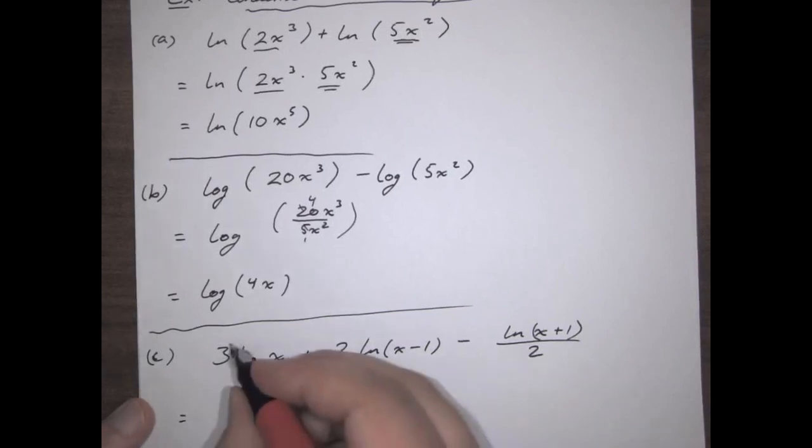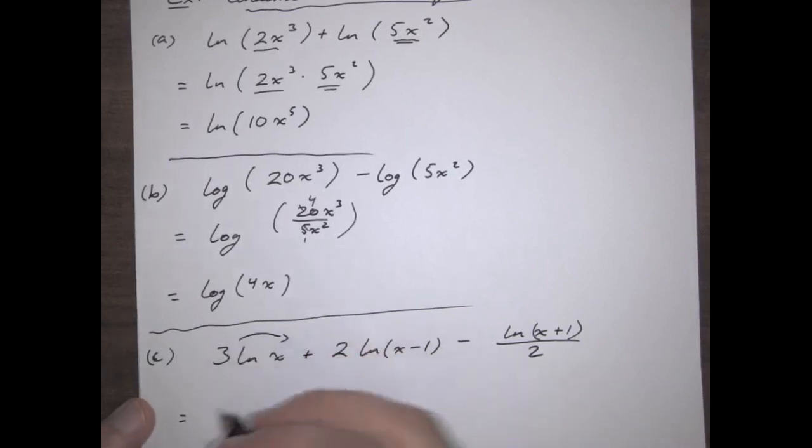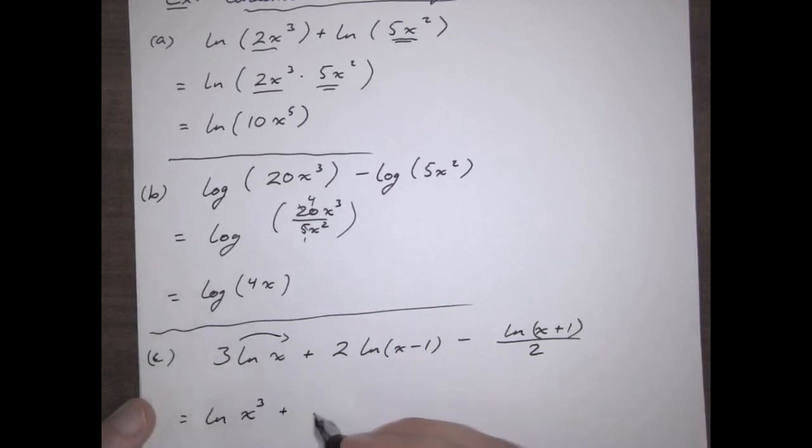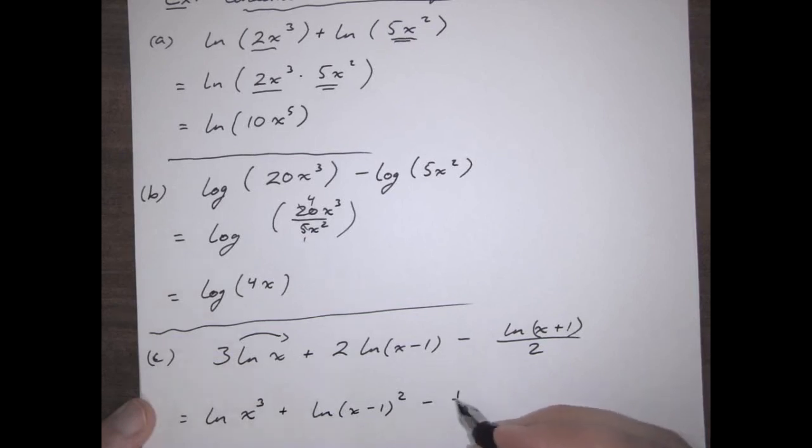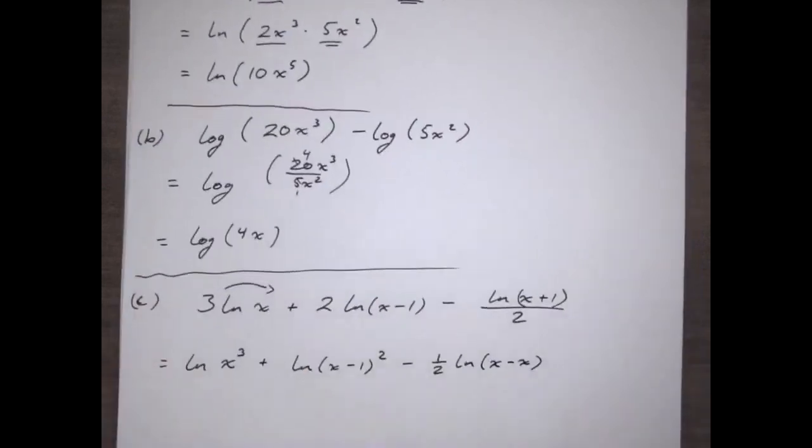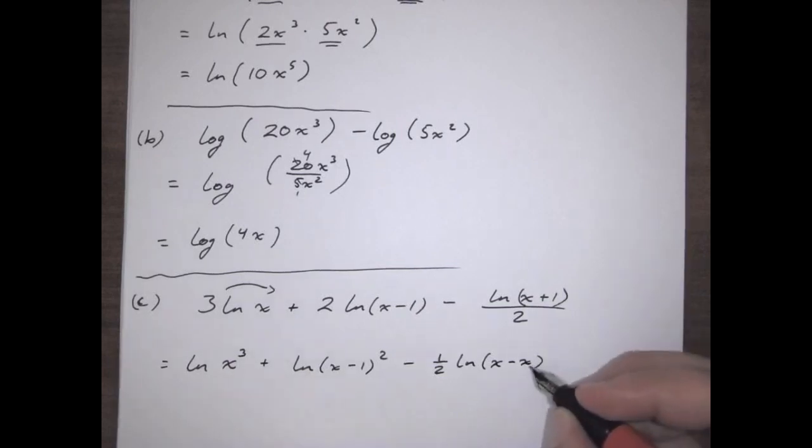So first off, we can bring exponents in rather than taking them out. So this is going to be ln x to the third plus ln x minus 1 squared, and then minus, I'll rewrite this one as just, first step, 1/2 ln x plus 1.